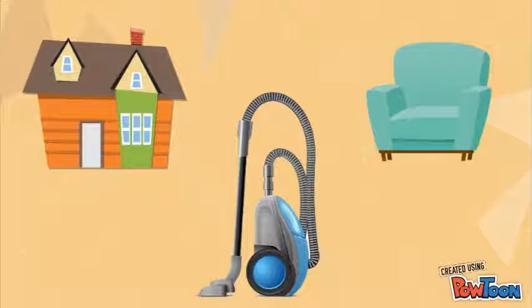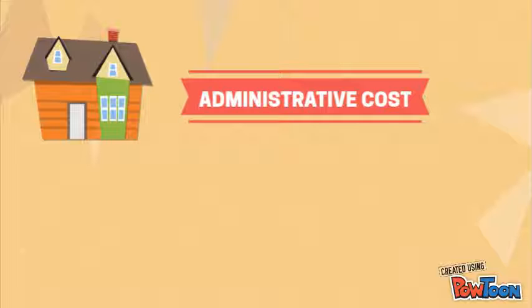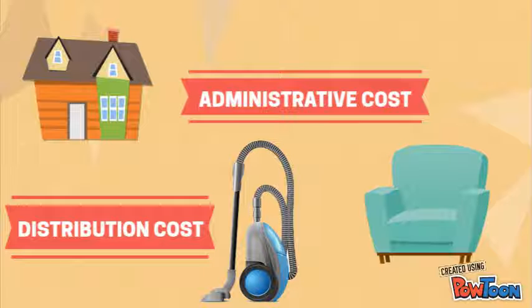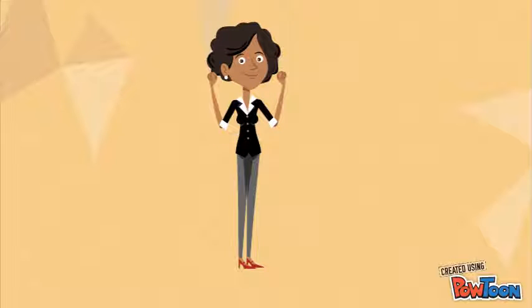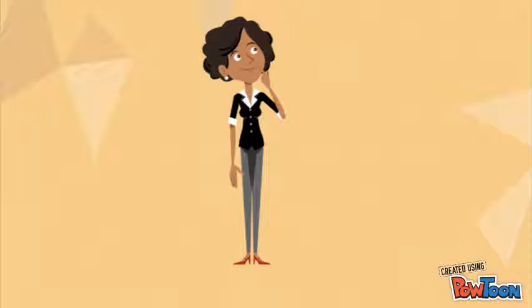Going back to our motel's example of plant, property, and equipment, we can take the building and obviously categorize that as being an administrative expense, whereas things like furniture and cleaning equipment would be distribution costs. So now we know what depreciation is and the types of expenses we can categorize it into. But how do we calculate depreciation?